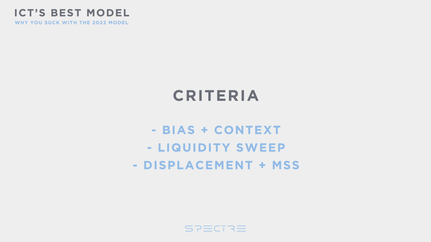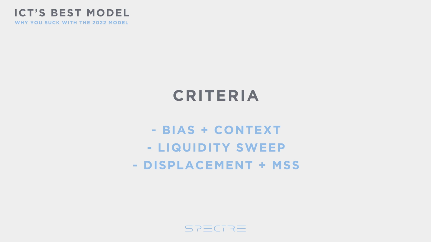So once you have a bias, you understand which side of the market should be manipulated. If we are looking to buy the market, we want to see sellers get manipulated and then for price to trade higher. Now, the third and final thing we need is displacement and a market structure shift.